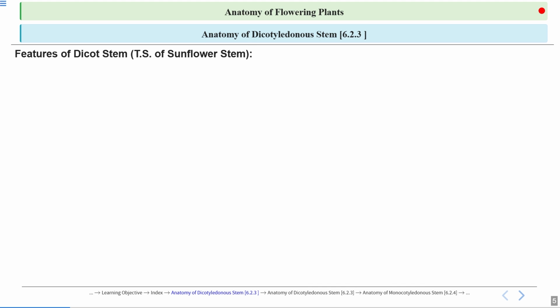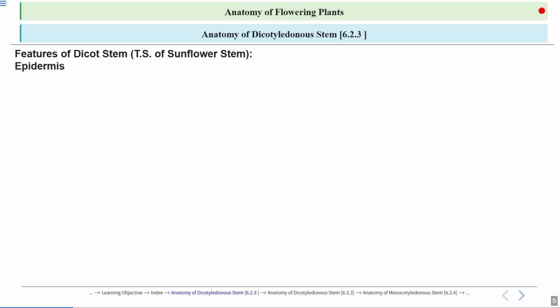Features of dicot stem. And this feature we are looking at in one example of the dicot stem, that is the sunflower stem. So to study the dicot stem, what example has been taken? Sunflower stem. And TS means transverse section. You will cut the transverse section of the stem with a very sharp blade, and then you will stain it with a stain that is used to see the different anatomical structures of the plant, and then you see it under the microscope, right?